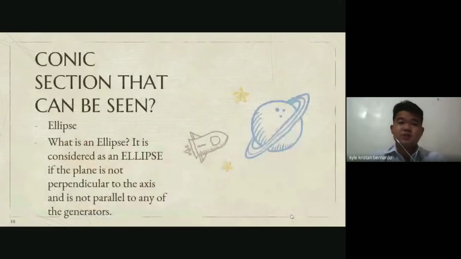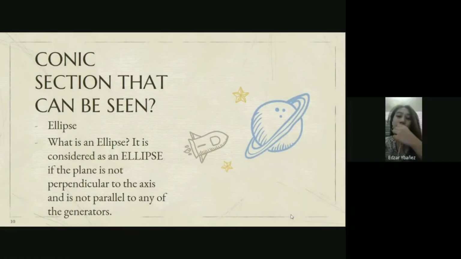Now, what conic section can be seen is to be discussed by Ms. Edsar Ibanez. Thank you. The conic section of the Roman Colosseum, which is located at the center of Rome, Italy, is an ellipse, also known as elliptical. The construction of this began in 70 CE, or the Common Era. The Roman Colosseum is a giant amphitheater that was built in Rome under the Flavian emperors.